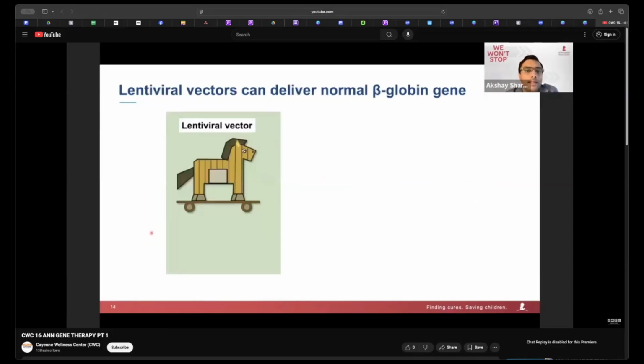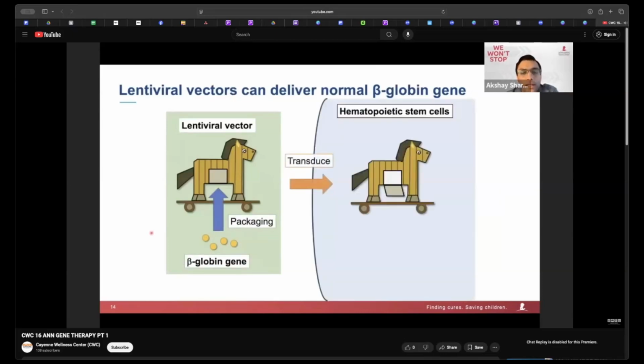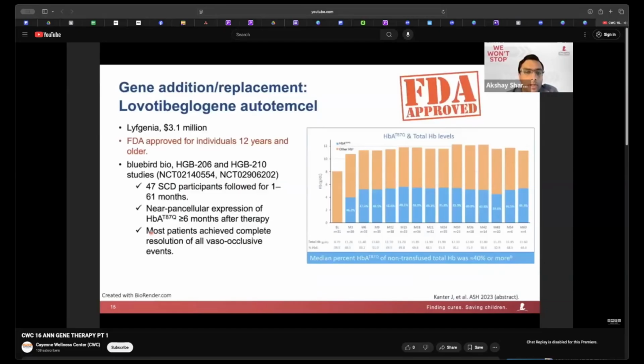And this is the method. So what we do is we take an empty HIV virus, a lentiviral vector, we package a normal gene inside, and then this virus goes inside the blood forming cells, delivers the normal gene, and now you make normal hemoglobin again. So this method is what was used to develop this product called Lovotibeglogene autotemcel or Lovo-cel. The trade name for this is Lyfgenia, and this is an FDA-approved medicine for individuals who are 12 years and above.